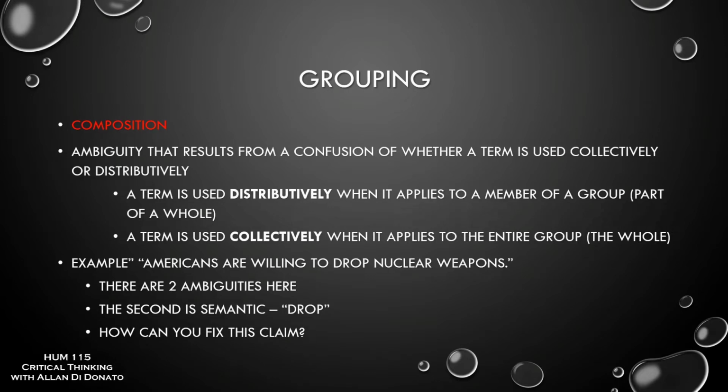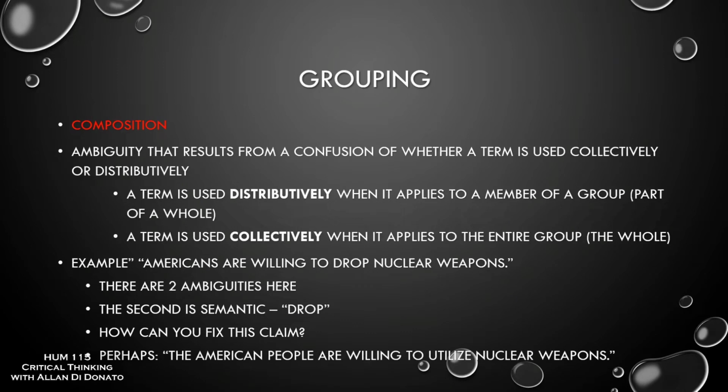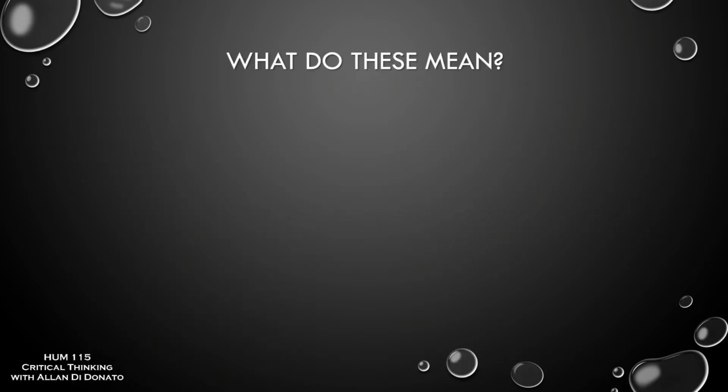So you could fix it in various ways just to make it more clear. Perhaps we want to say the American people are willing to utilize nuclear weapons. That's pretty clear, I think, sufficiently clear and acceptable. What do some of these statements mean? I'm not going to actually unpack these, but I wanted to give you some other examples of ambiguity. Some of these might actually be humorous, and I took these from various newspaper headings and things like that. It's always fun to look at newspaper headings because the headings are usually done in such a way that they are really open to ambiguity very often, which makes them really funny to look at.